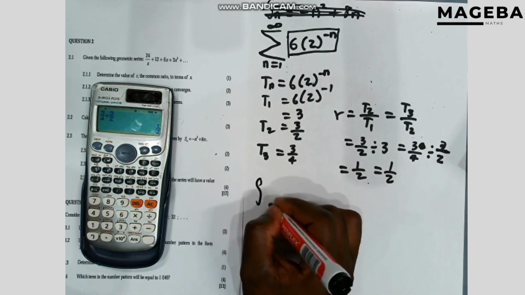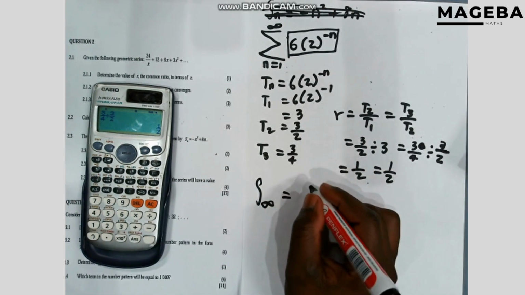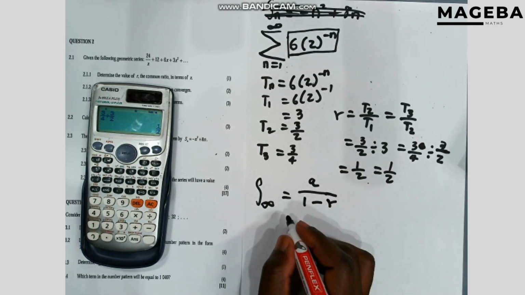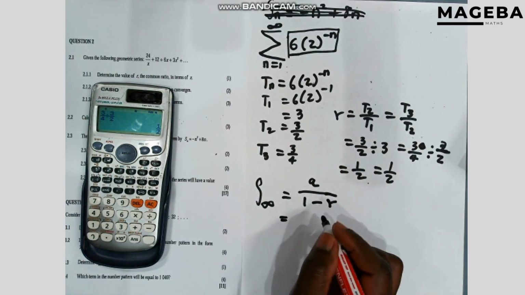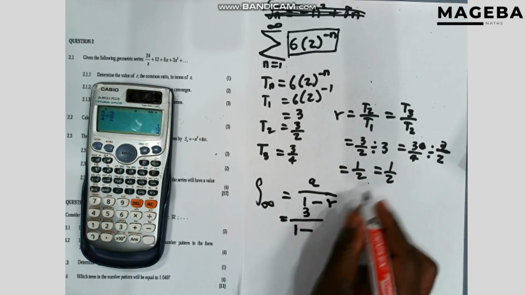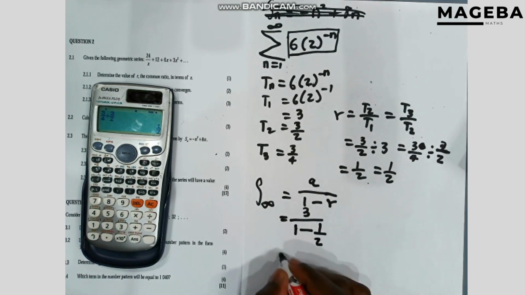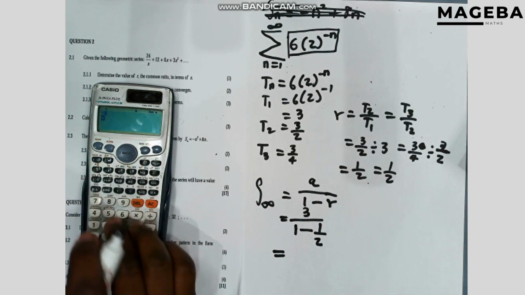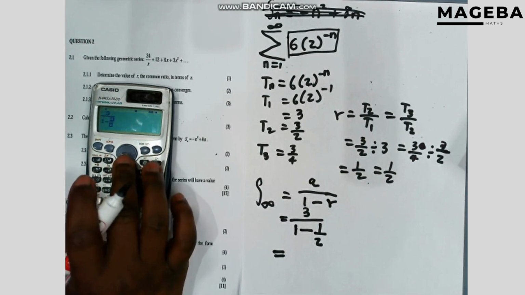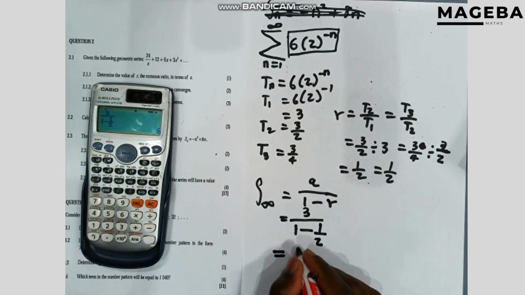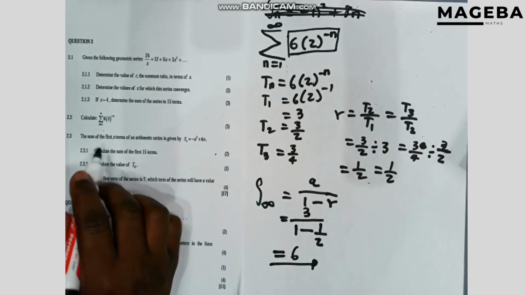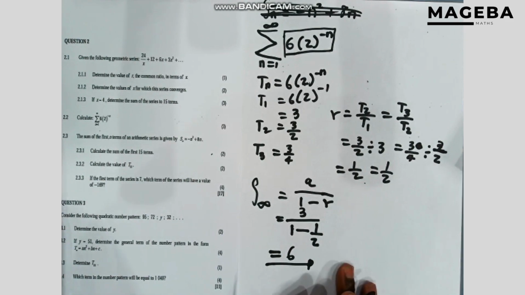Now the formula of the sum of infinity is a over 1 minus r, and then our a, which is our first term, is 3, all over 1 minus our r that we found, which is 1 over 2, and then punch our calculator. It's going to be 3 over 1 minus 1 over 2, which is 6. Then the sum of infinity, which we were calculating here, is 6.